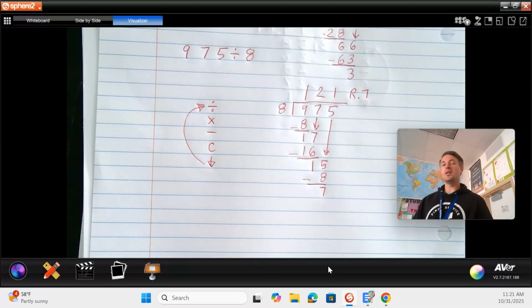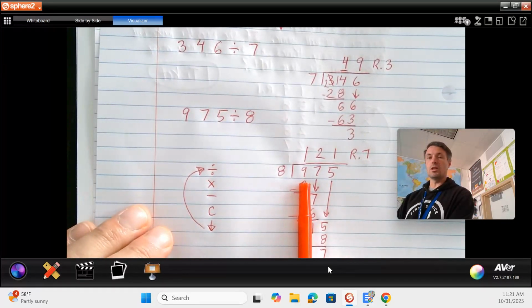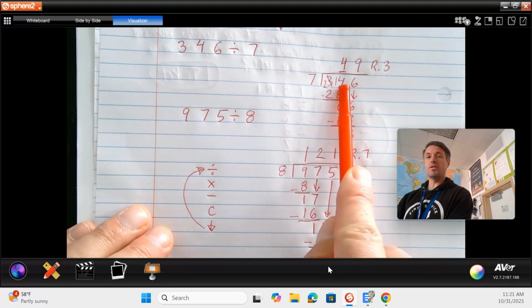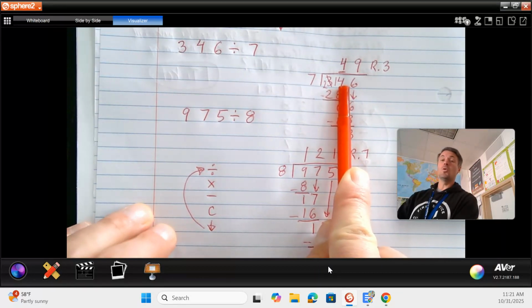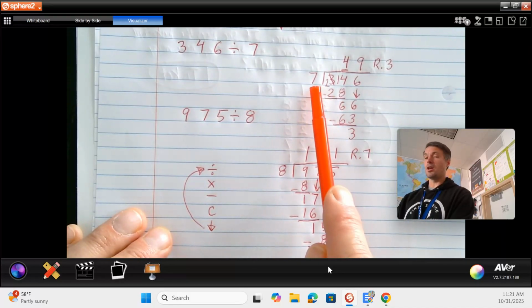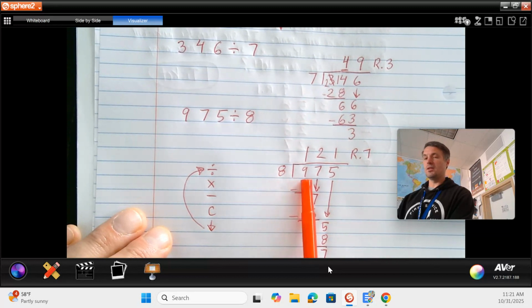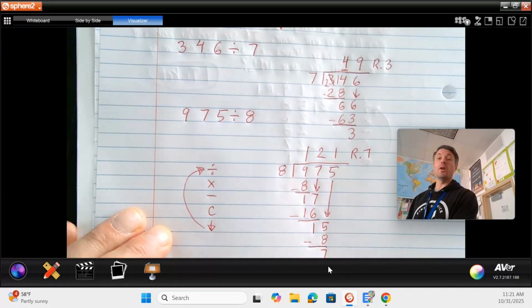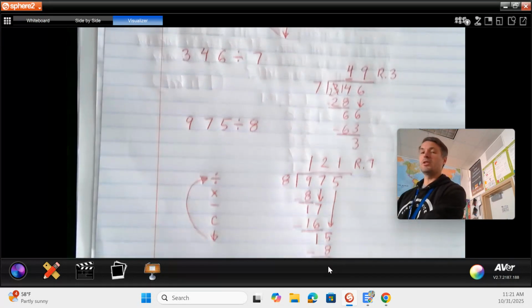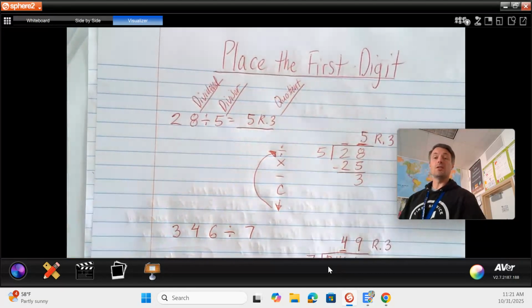Okay, so there's the 3 examples that I just did with you where sometimes the first part of the quotient goes above the first number, and sometimes it goes above the second number. You have to figure out which is which by asking yourself, can this number fit into this number? Can this number fit into this number? That's how you know where the first part of the quotient goes, and that will help you place the first digit in the right spot.